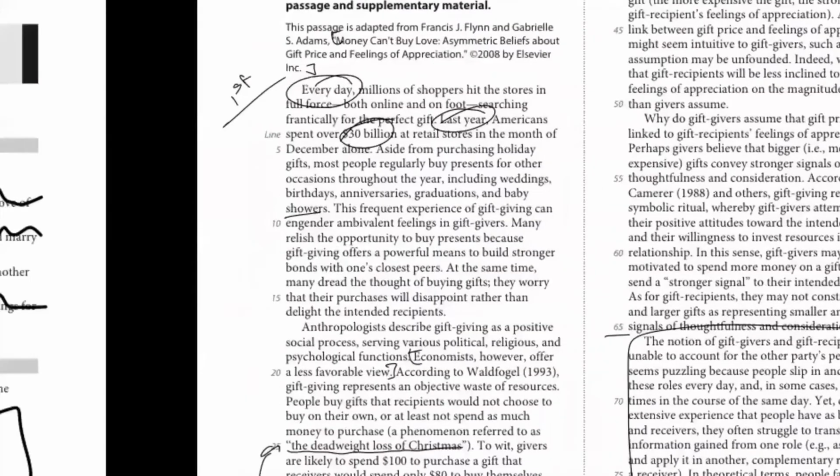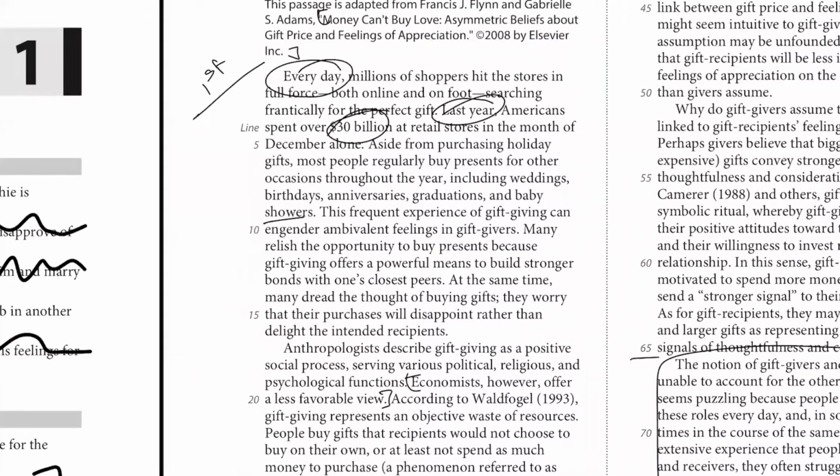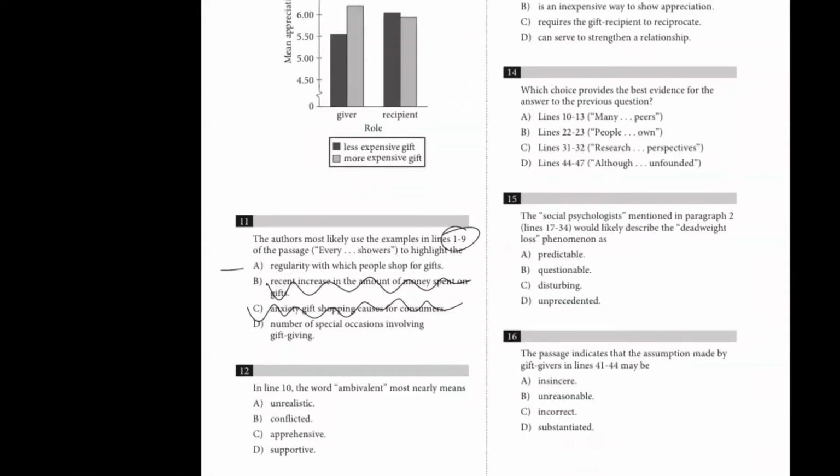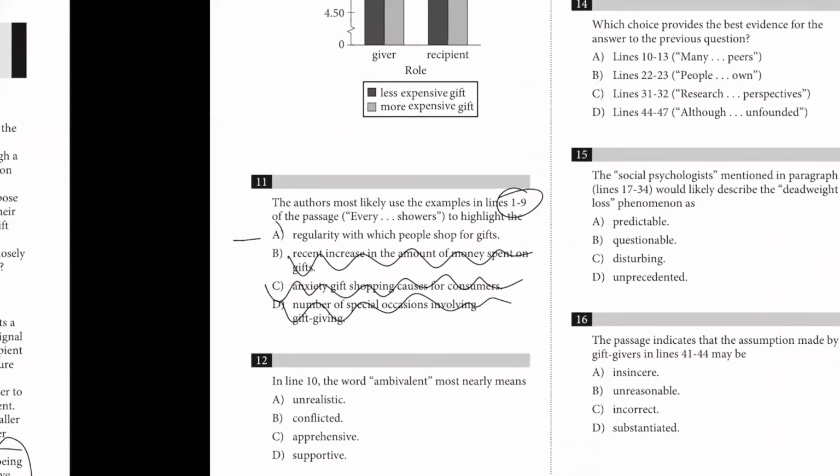The reason why D is incorrect, right? D only talks about lines 7 through 9, weddings, birthdays, anniversary, graduation, baby showers. It doesn't take into account lines 1 through 9. So that's why D is incorrect. It's too narrow. It's too specific. You can't have very, very specific answers for a rather large context that the question is asking you. So for that reason, D is incorrect. Your answer here is going to be A. And for a lot of you, everyone said A.